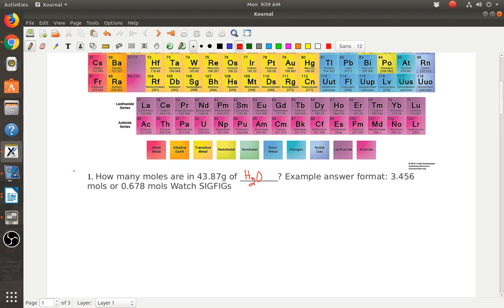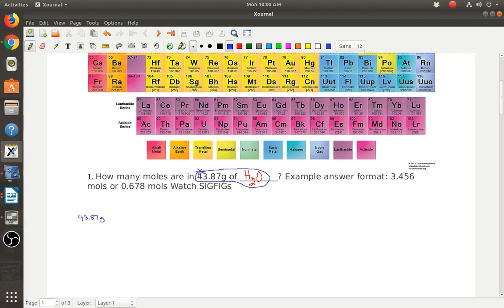So how many moles are in 43.87 grams of water? I'm going to circle my stuff. I always circle what I know. Whenever you're doing something, you always start with what you know. So 43.87 grams. Don't start with anything else. Start with the number that's in the question.